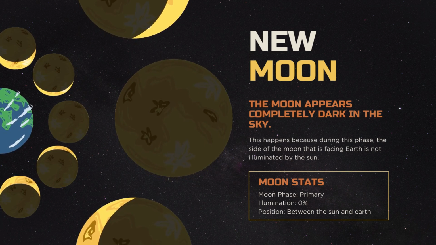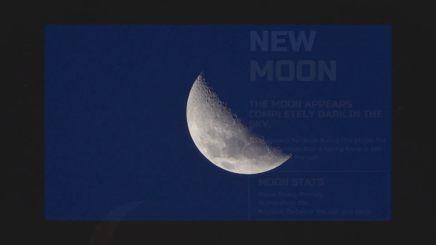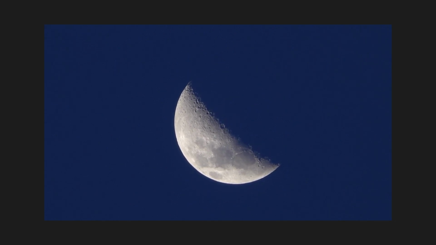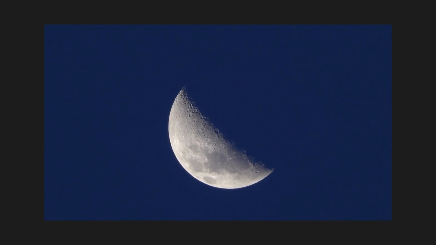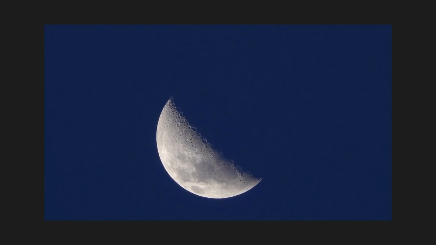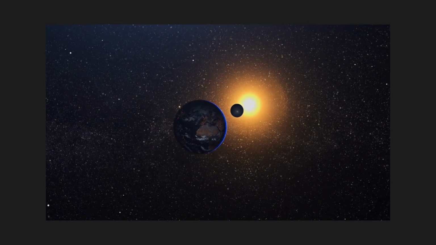During this phase, the side of the moon facing the Earth is in shadow, as it aligns with the Sun, creating a stunning celestial alignment. As the new moon passes between the Sun and the Earth, it casts no visible light from our perspective. This unique alignment results in the absence of moonlight, creating the darkest nights of the lunar cycle.